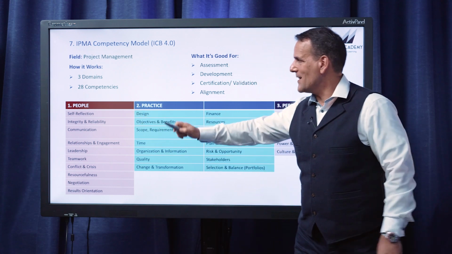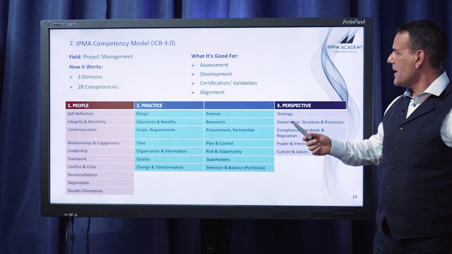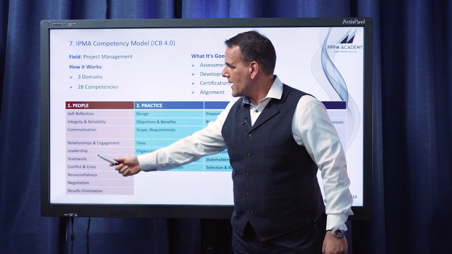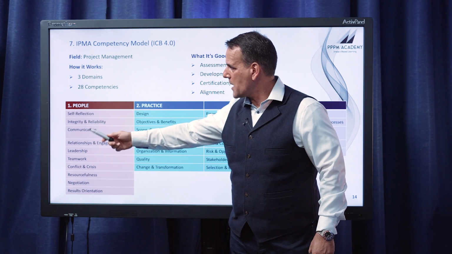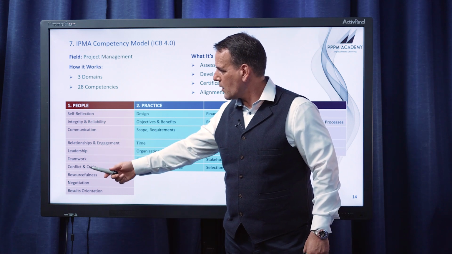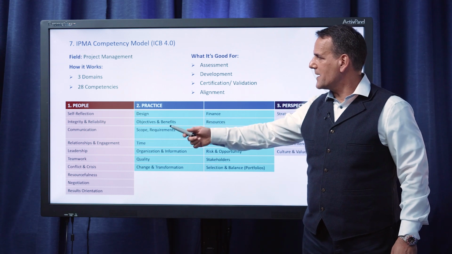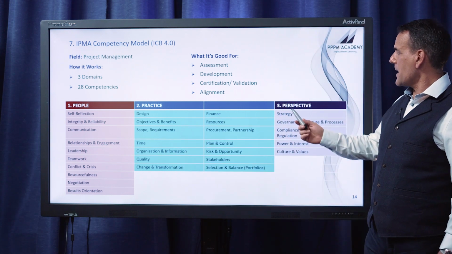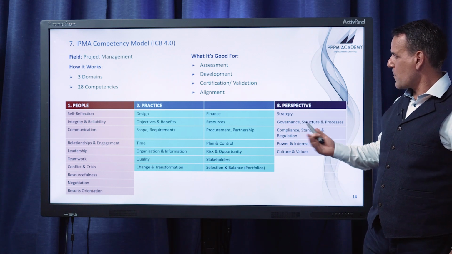So the 3 domains are people and practice. You could also say process, because that's what that's talking about, and perspective, the way we look at the world. And here you have the 28 competencies broken down. In people, it's self-reflection, integrity, communication skills, relationship and engagement, leadership, teamwork, conflict, crisis. In the process or practice area, you have design, objectives, and benefits, how you manage time, right? Perspectives is what is your strategy, your governance model, your compliance standards, your powers and interests.